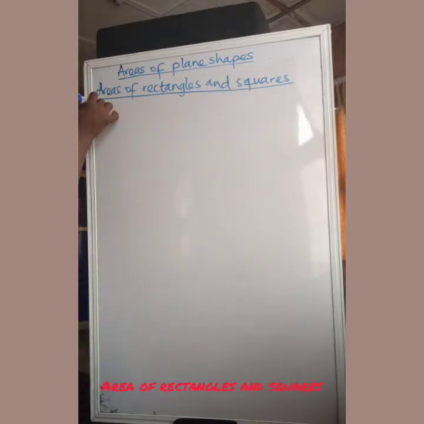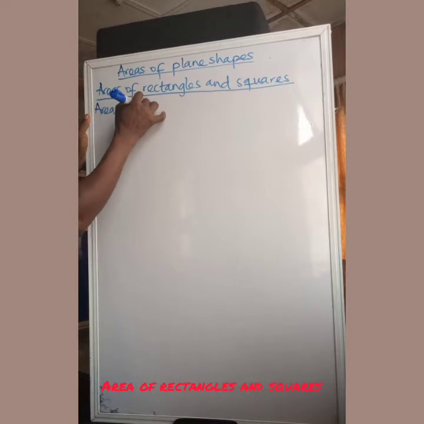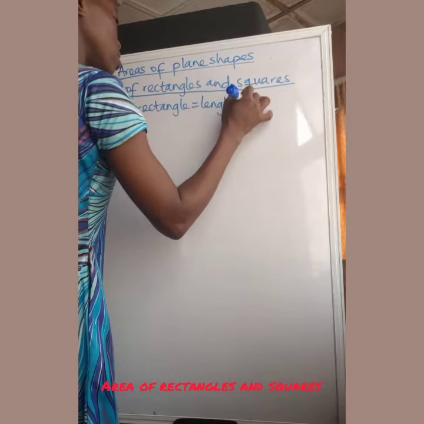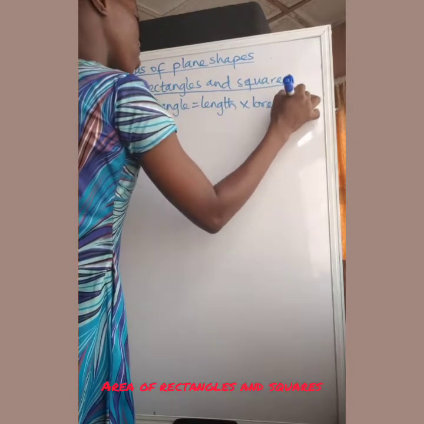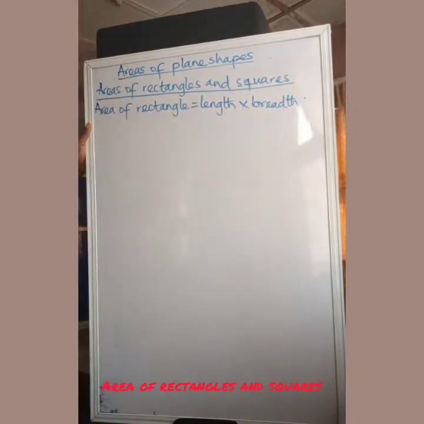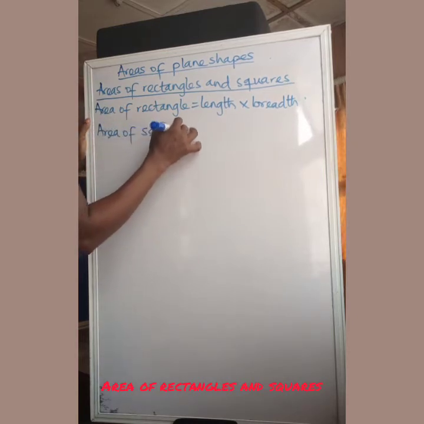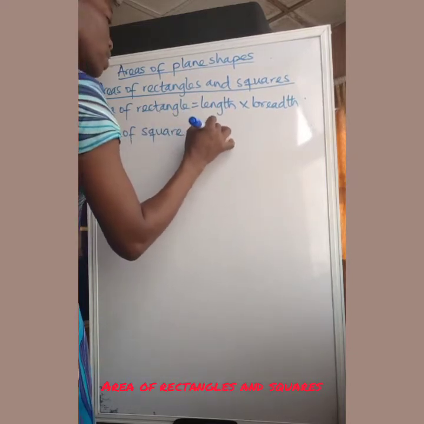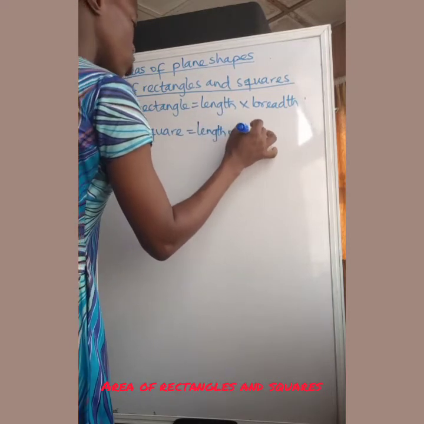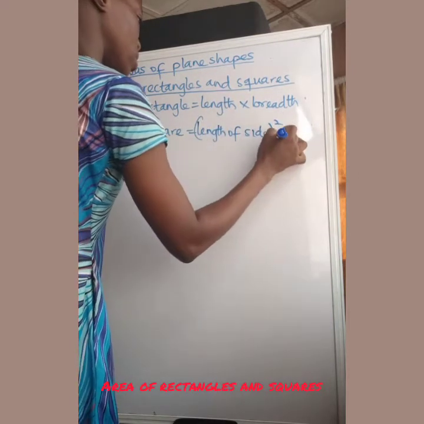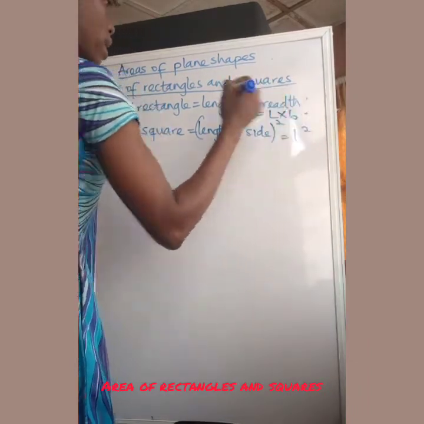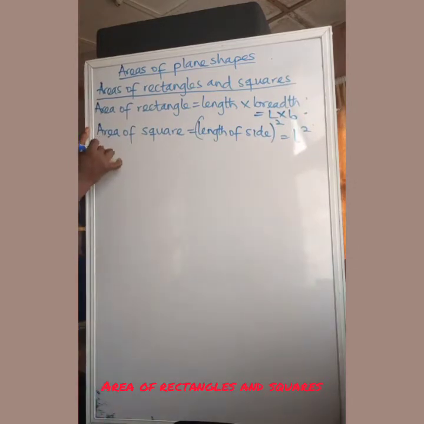Now let's go to area of rectangle. Area of rectangle equals length multiplied by breadth. That's area of rectangle. Then area of square equals, square has all the sides equal, so that will be length of side squared, and that's L squared. So for rectangle it is length times breadth. So let's look at some examples.